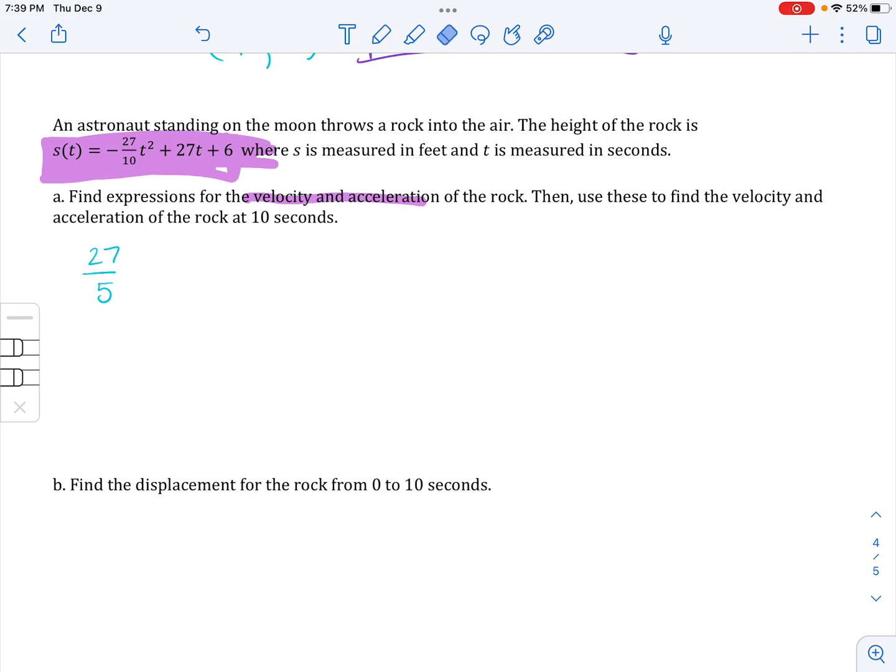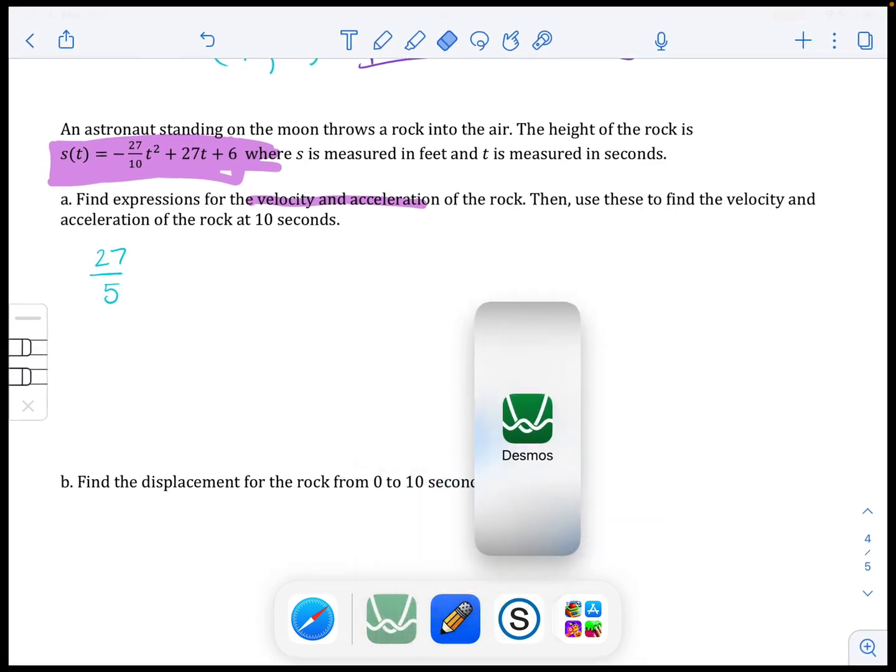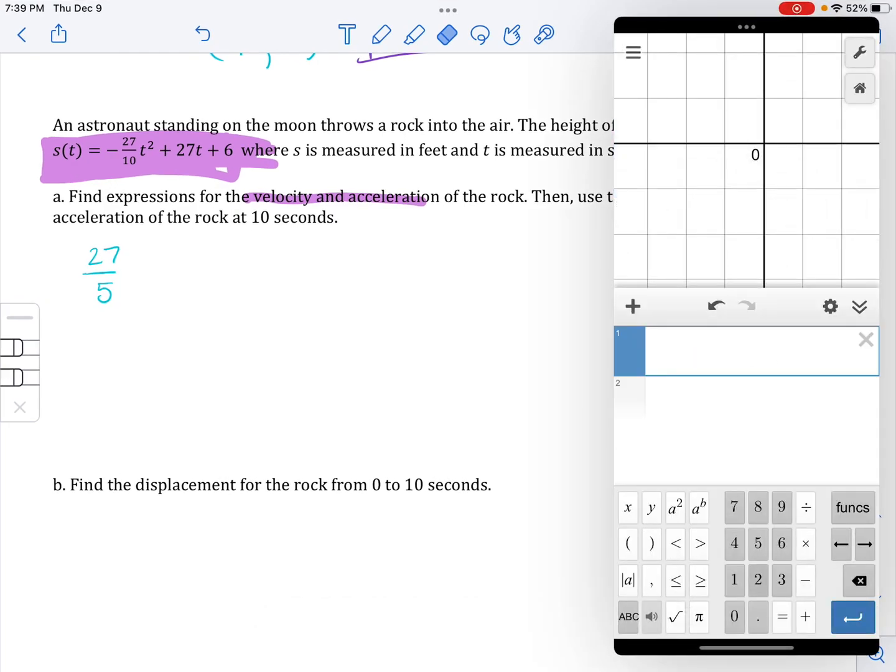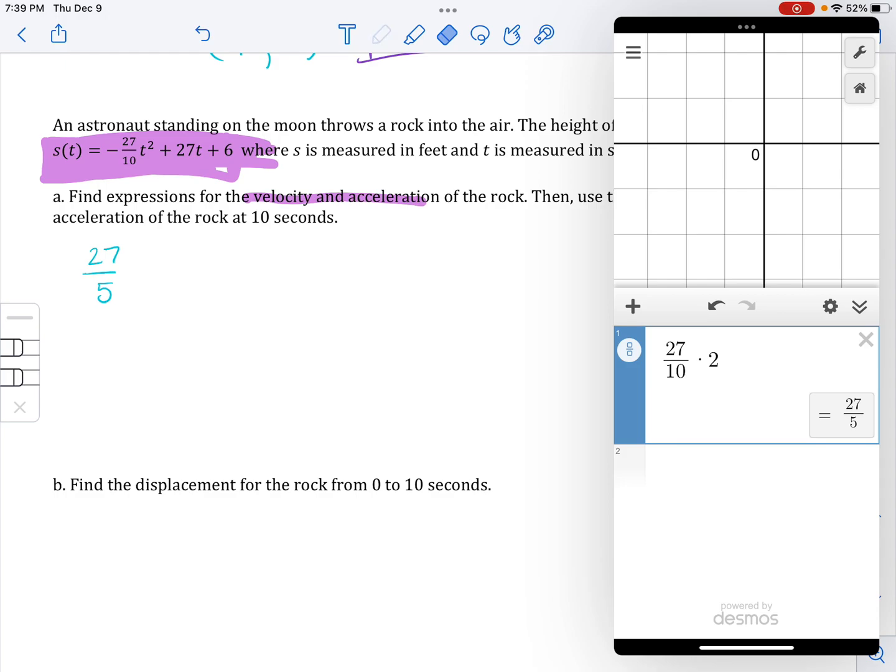Okay, let me just double check that. What did I just do? Should we do Desmos? Yes, thank you, Desmos. So 27, I hope you can see that on my screen. 27 over 10 times 2, which is 5.4 and 27 fifths. Look at that, I nailed it. T to the first power plus 27. So there you go. That's my velocity.